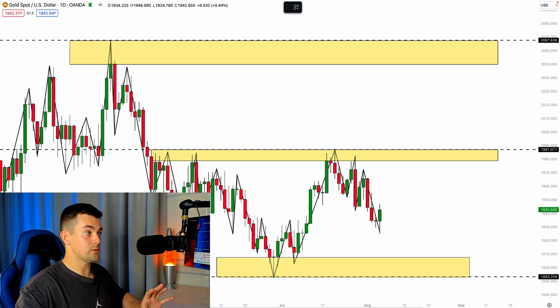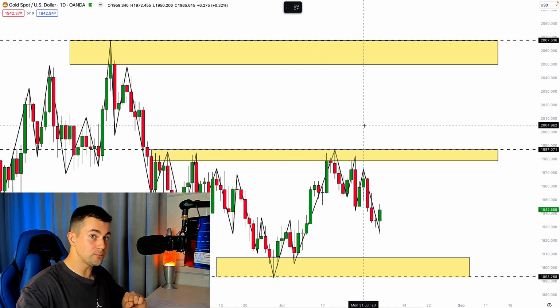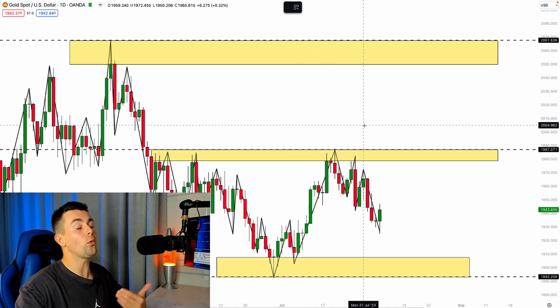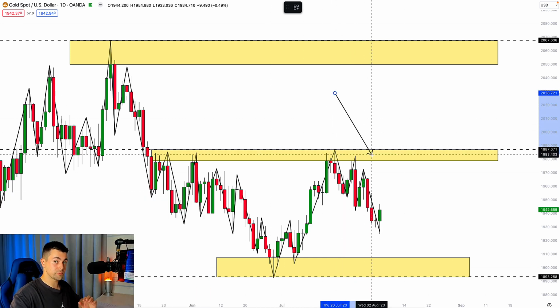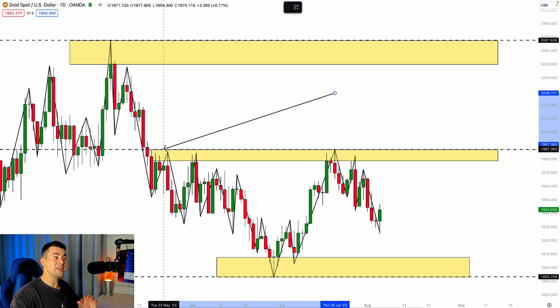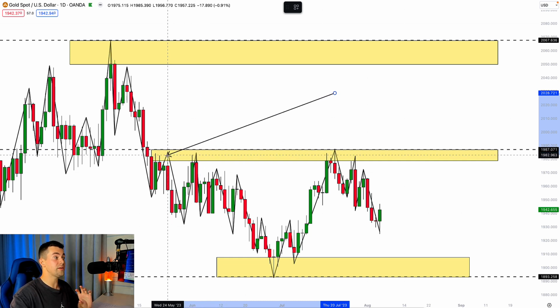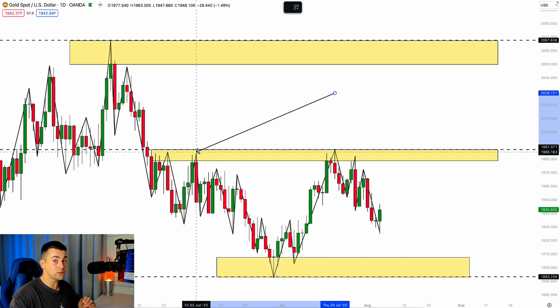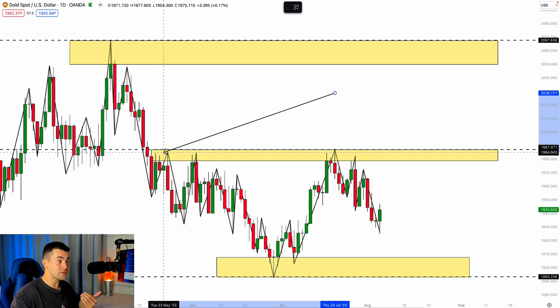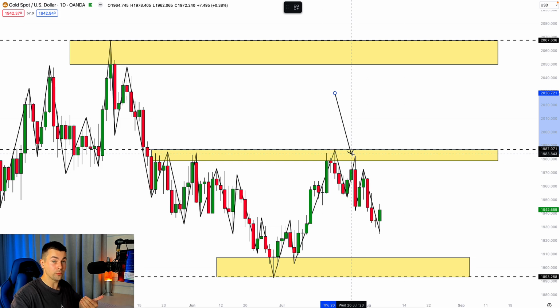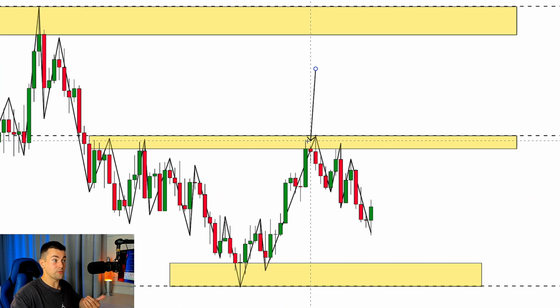Now please note that some support and resistances we will call the supply and demand zones. We will call the resistance the supply zone if it is based on multiple impulse legs, if it is based on multiple tests of that structure and consequent strong bullish or bearish reactions. For example, traders, that resistance.